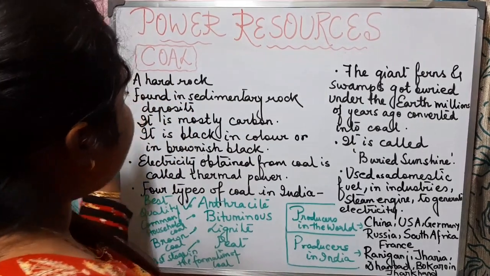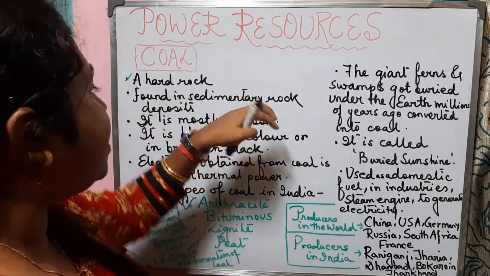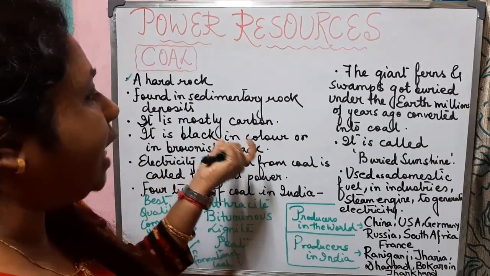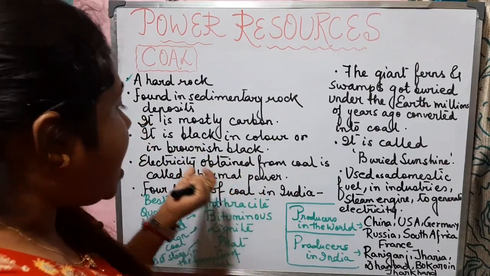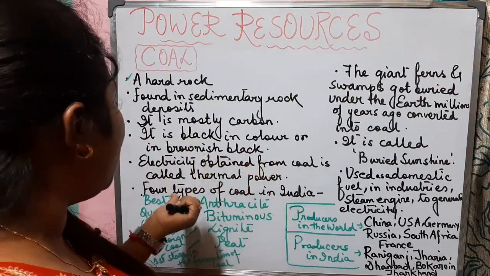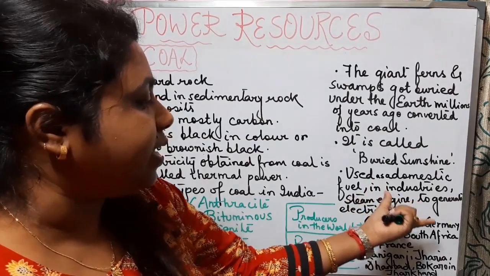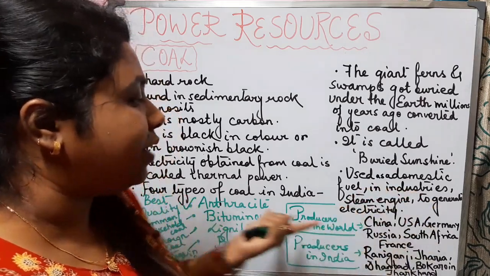So coal is a hard rock which is found in sedimentary rock deposits, and it is mostly carbon, which is black in color or brownish black. Electricity that is obtained from coal is called thermal power. It is also called buried sunshine. It is used as domestic fuel, in industries, and in steam engines to generate electricity.